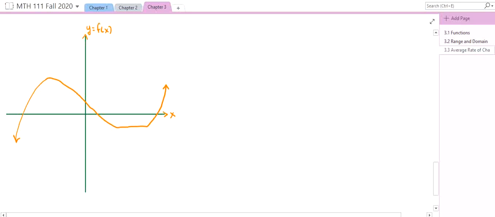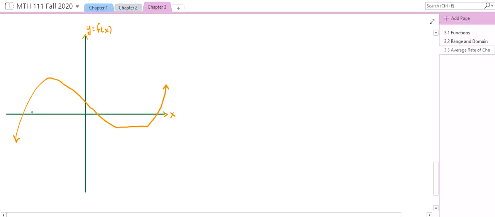Okay, let's look at functions and talk about some other behavior of functions. Notice this function I have here, it's increasing and then decreasing, and then it's constant, and then it's increasing again. Well, there's things you can notice about functions.